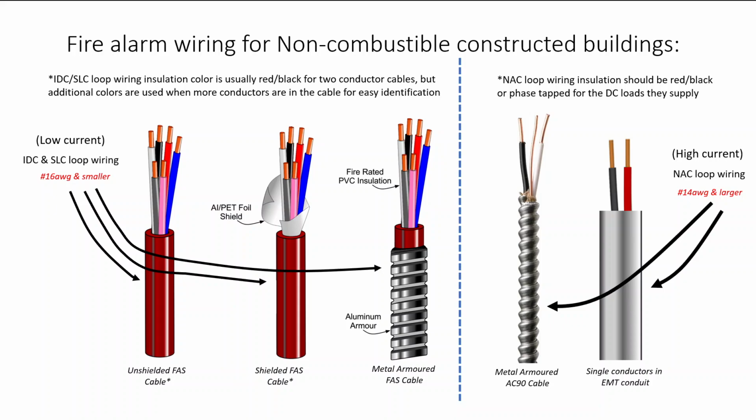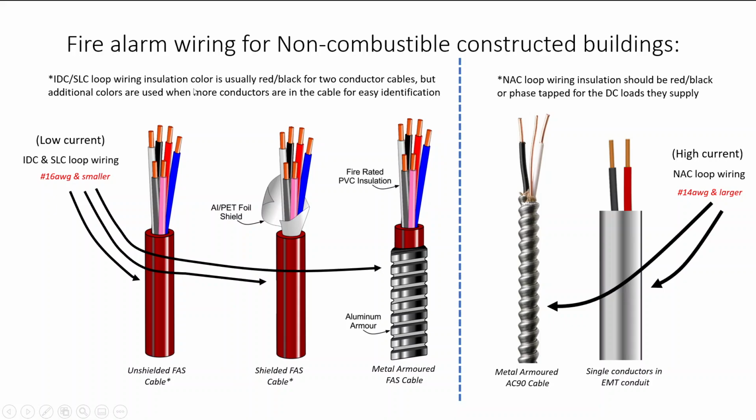So, due to their relatively high current, we don't typically use FAS cable to wire them. Instead, BX or EMT with simply RW90 single conductors inside it are used. Now notice, we usually try to adhere to the coloring necessary for the type of electrical system we're installing. And for NAC circuits, that'd be red and black for the loads because it's a DC system.